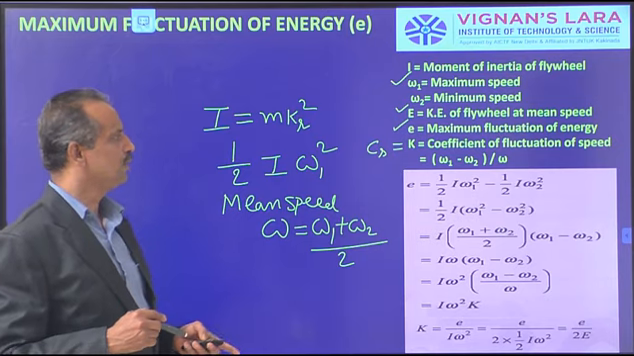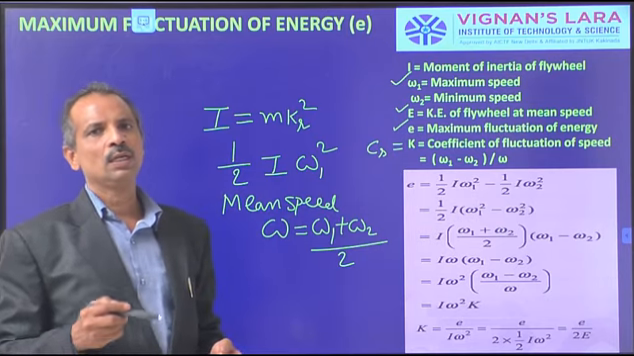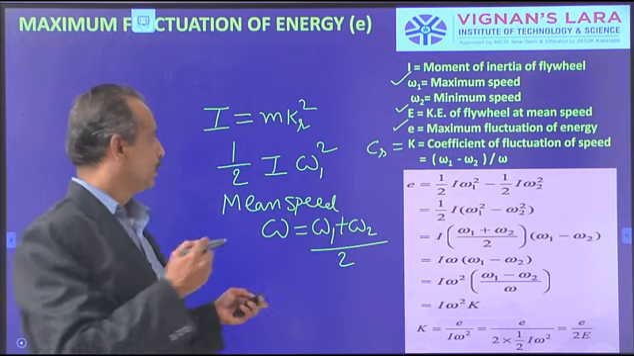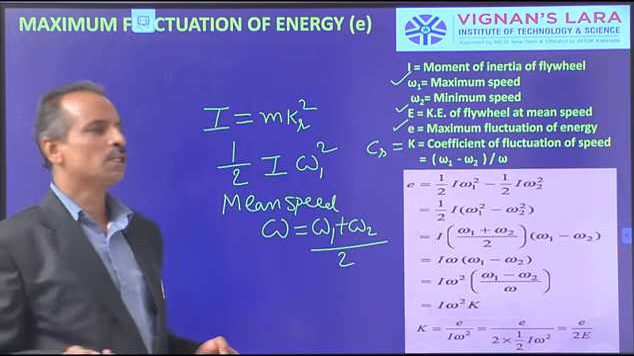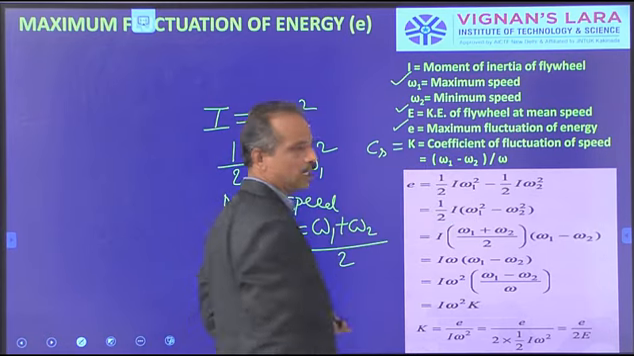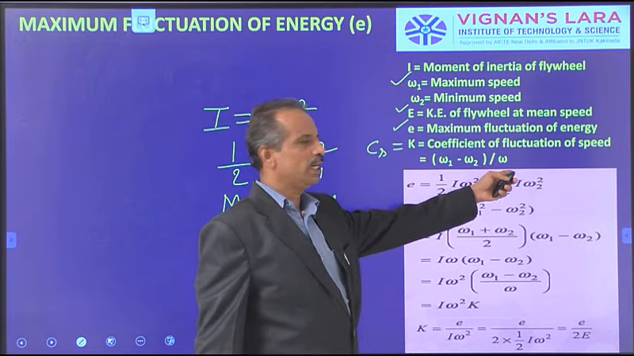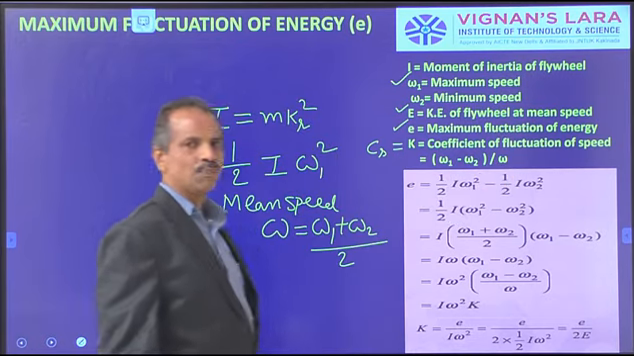So what is the coefficient of fluctuation of speed? It is nothing but the ratio of the difference of the angular speeds to the mean speed. The difference of angular speed is omega 1 minus omega 2, and the mean speed is omega 1 plus omega 2 by 2, which is omega.